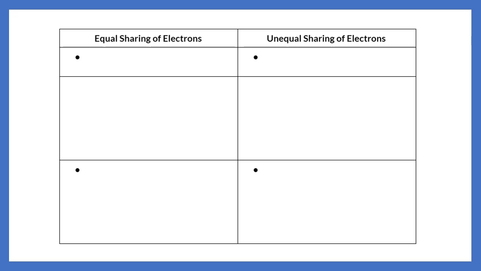Okay, so we can have an equal sharing of electrons and an unequal sharing of electrons for covalent bonding. The equal sharing makes something called a non-polar covalent bond. So we're just going to say a non-polar bond. Okay. And my unequal sharing of electrons makes something called a polar bond. Okay.